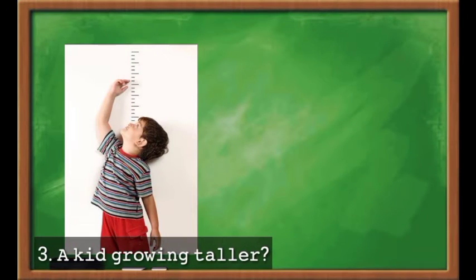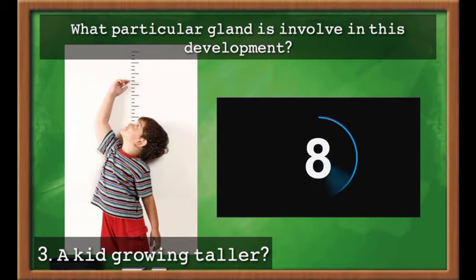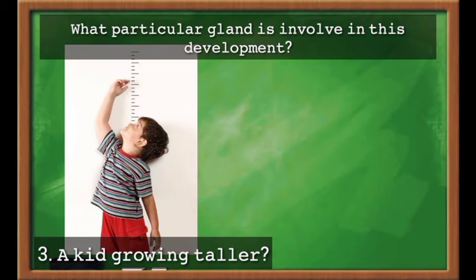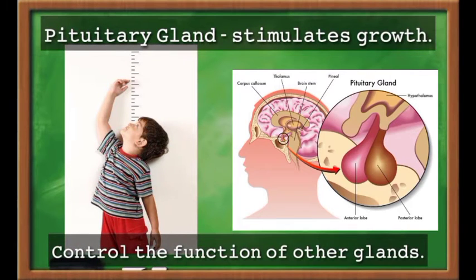Number 3. A kid growing taller. What particular gland is involved in this development? If your answer is pituitary gland, it is correct. The pituitary gland stimulates growth and controls the function of other glands.